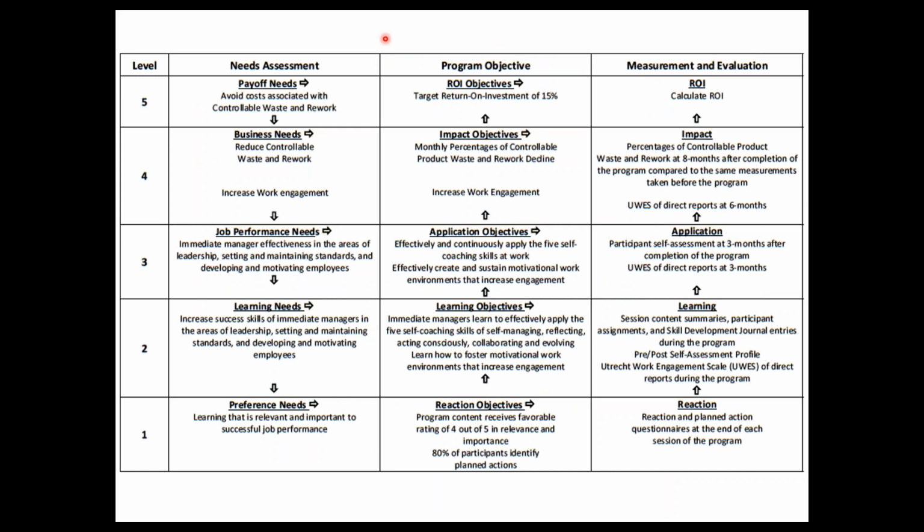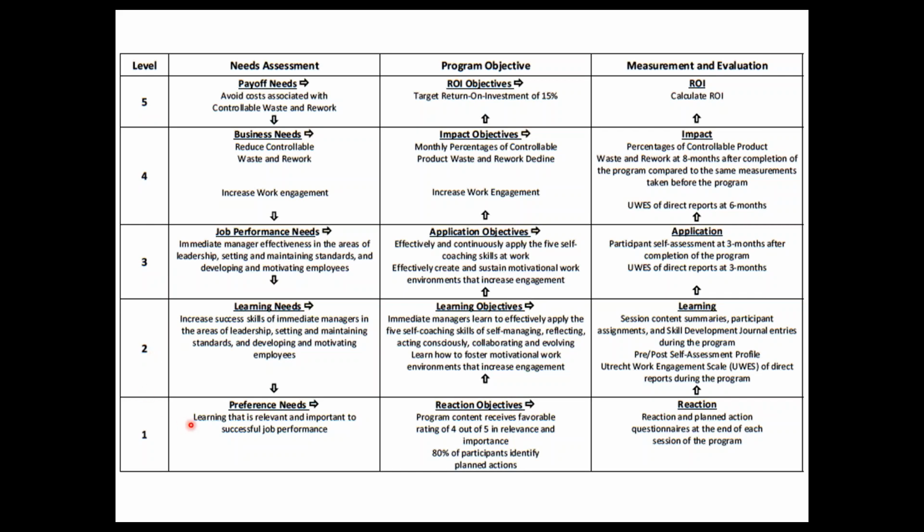And then this is just an example, and hopefully you can see this. This is just one example from one of our case study books. It's an organization that had some issues with controllable waste and rework, and it's pretty expensive. So their business measures were around controllable waste and rework, and there was a work engagement score they wanted to improve. Measures around work engagement and employee engagement tend to be behavioral, so they're more level 3. But part of their storytelling was the impact on this engagement score. Their job performance: immediate managers were lacking effectiveness in areas like leadership, goal setting, maintaining standards and motivating employees. And so the learning needs reflected the same.